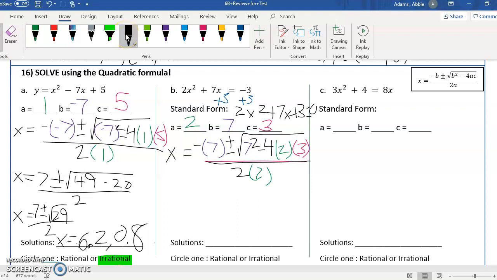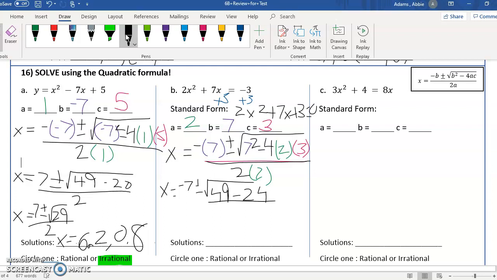So if I do some simplifying there, I've got x equals negative 7 plus or minus the square root. Well, 7 squared is 49. Now I've got minus, well, 4 times 2 is 8, and then 8 times 3 is going to give me 24. So 49 minus 24, divided by 2 times 2, which is 4. All right, so 49 minus 24, that's going to give me 25. So I have x equals negative 7 plus or minus the square root of 25 divided by 4.